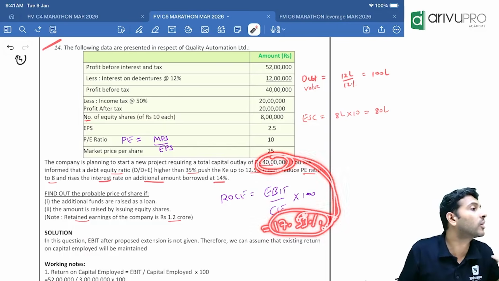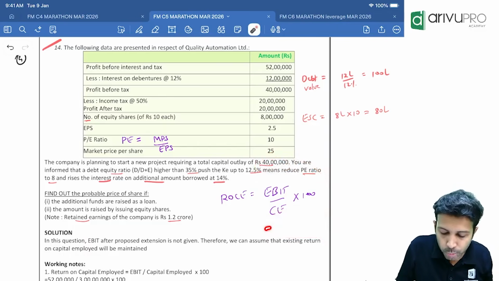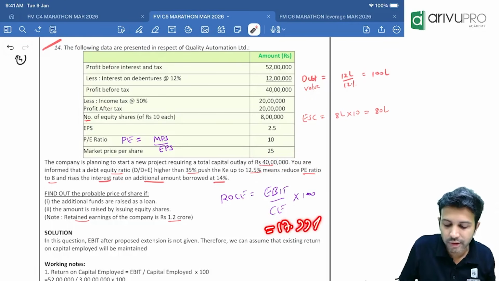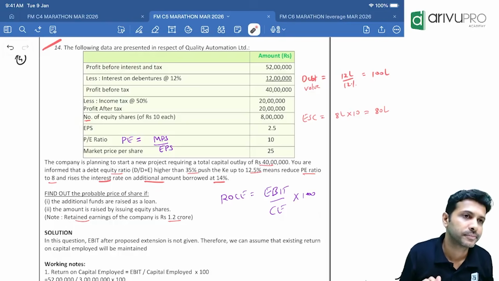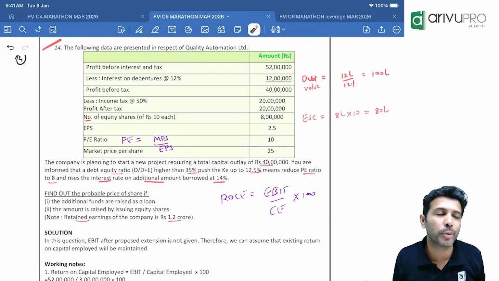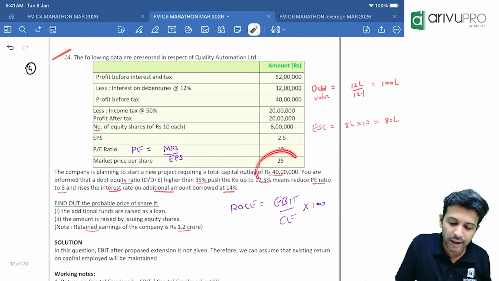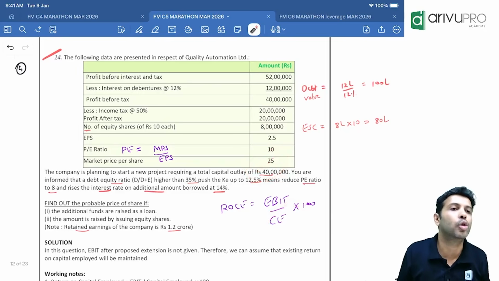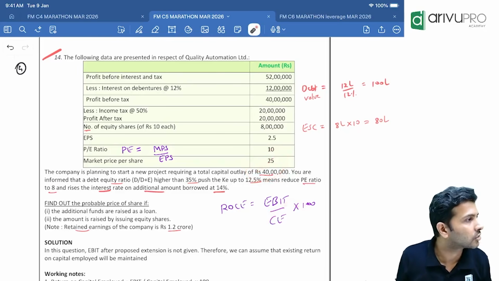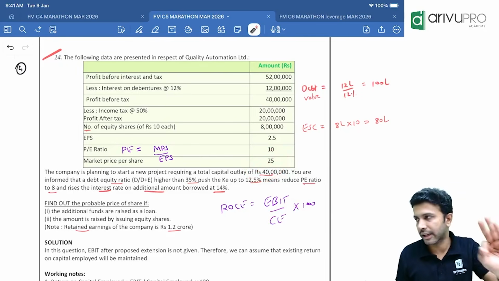Yes, no. So here, what is the assumption? The new project also will generate a return of at least 17.33. That way you will be able to calculate the new project's EBIT. If you do 40 lakh of 17.33, you will get the new project's EBIT. That's all. Okay, Sirji? That is the first hidden adjustment of this question.